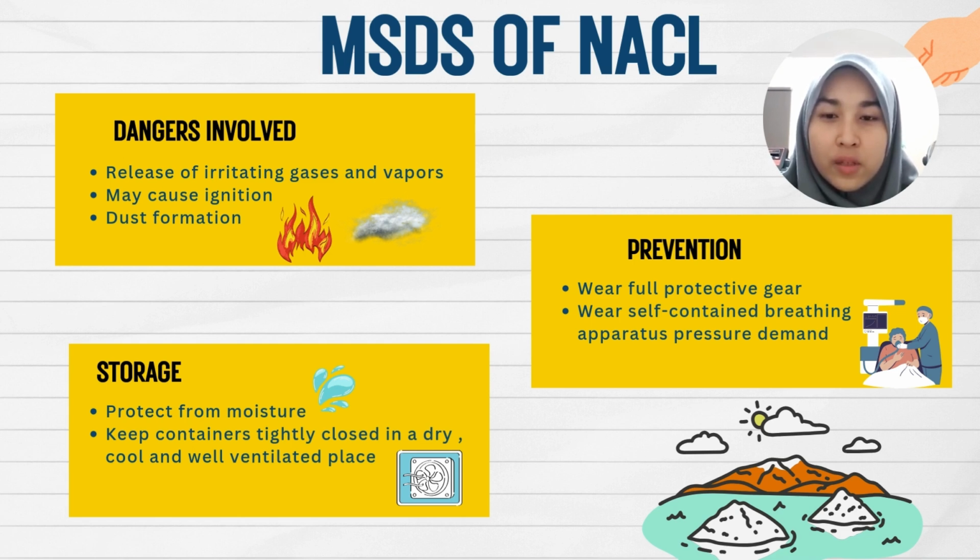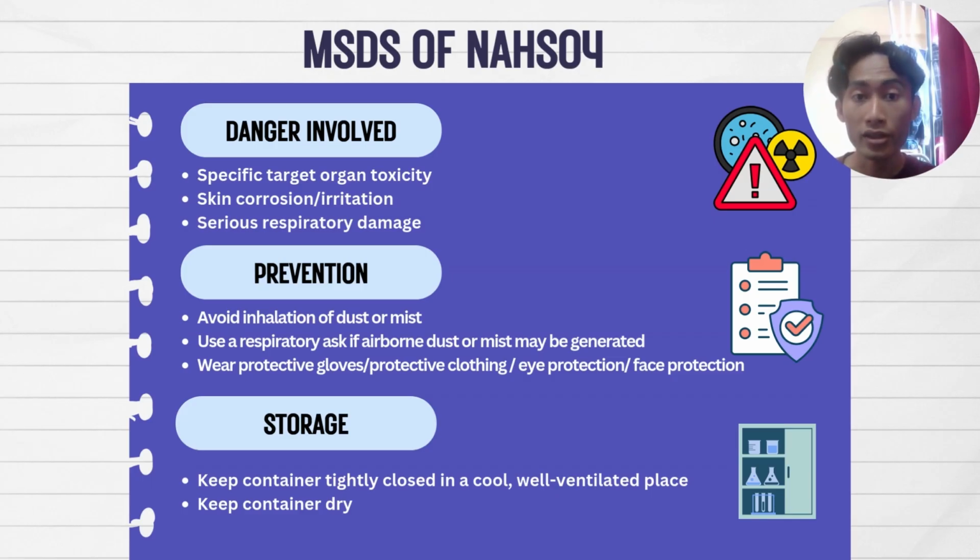To protect them from moisture, we can simply keep it in a tightly closed container in a dry, cool, and well-ventilated place. Now I will present about NaHSO4. So what is NaHSO4? NaHSO4 is called sodium bisulfate, which is an acid salt formed by partial neutralization of sulfuric acid. At this part, I will present the MSDS of NaHSO4.